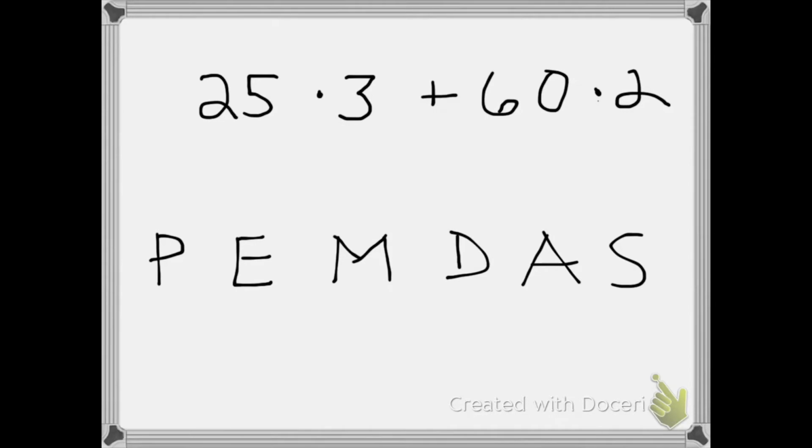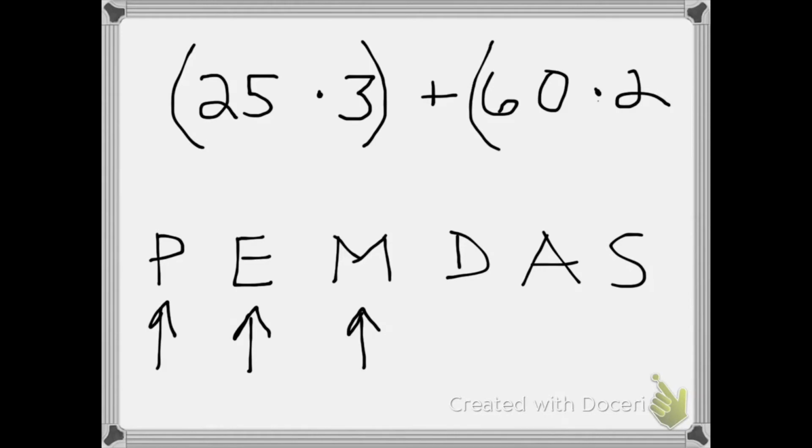The P stands for parentheses, which at this point we don't see any of in our problem. The E stands for exponents, but also powers and roots. We don't see any of that right now. The M stands for multiplication, and we do have two multiplication problems going on here at one time. What I always suggest is to put your grouping symbols in, which you are allowed to do. So we have a multiplication problem here and a multiplication problem here. Let's work that out first.